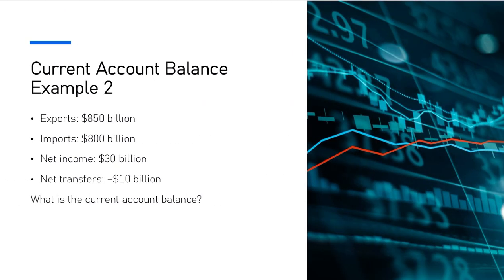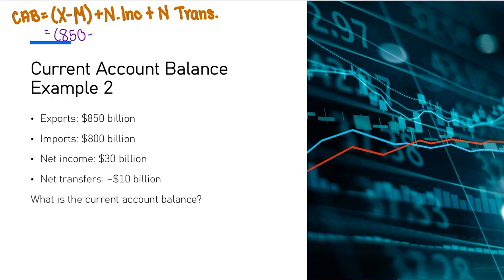So we have another example. And again, we're given the same type of information and we're asked to calculate the current account balance. And the current account balance is going to be exports minus imports plus net income plus net transfers. So our exports are 850 billion, so 850 minus our imports, which are 800. Our net income is 30, and our net transfers are negative 10.